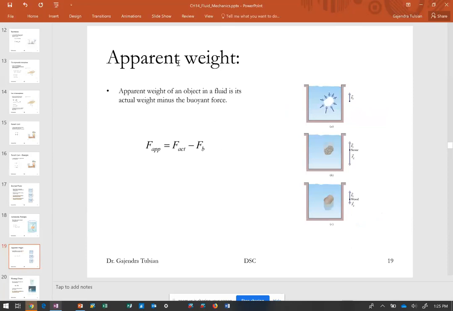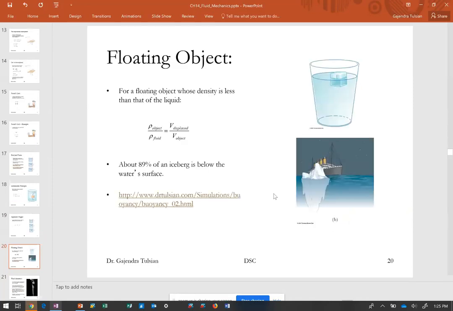So what is the apparent weight of this object underwater? It's the force of gravity minus the buoyant force. So the apparent weight is the actual weight of the object minus the buoyant force. So underwater, for instance, the buoyant force on a person is almost equal to their actual weight. So their apparent weight is essentially 0. So underwater, you're weightless.